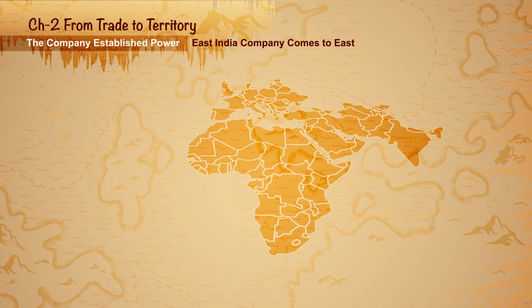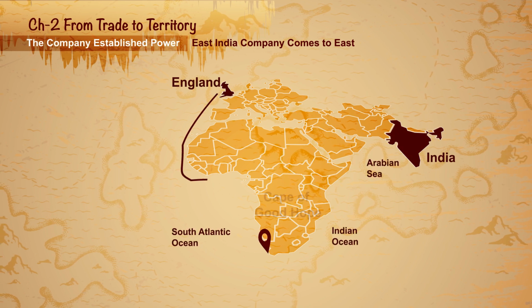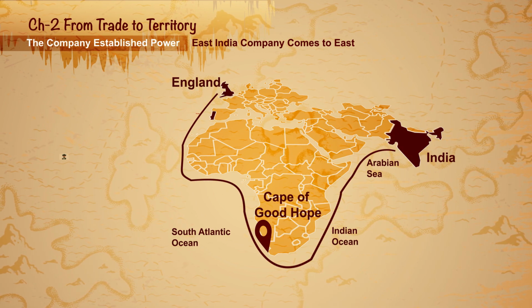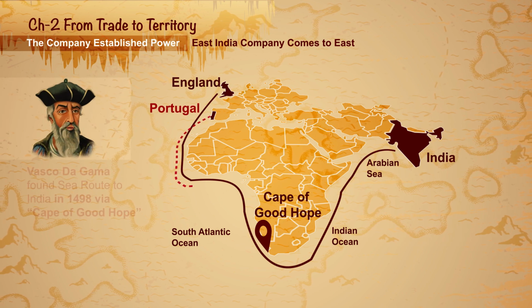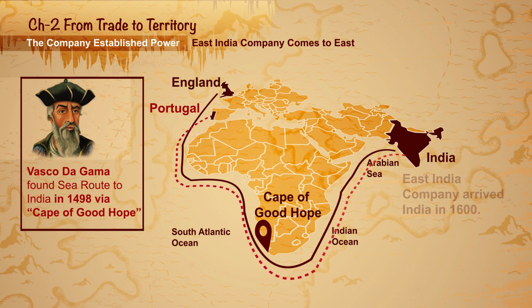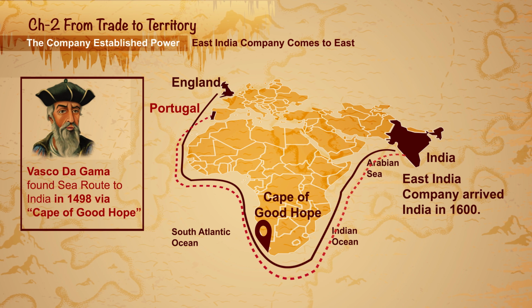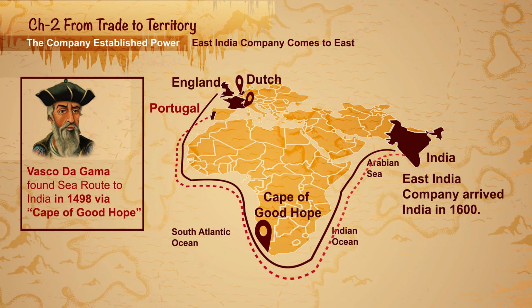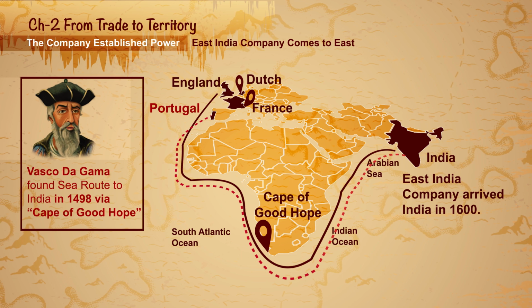East India Company traveled to India from the Cape of Good Hope and African coast, crossing the Indian Ocean. This route was discovered by Vasco da Gama, a Portuguese sailor, in 1498. Sailors from other European countries, like the Dutch and French, were also doing business in India.